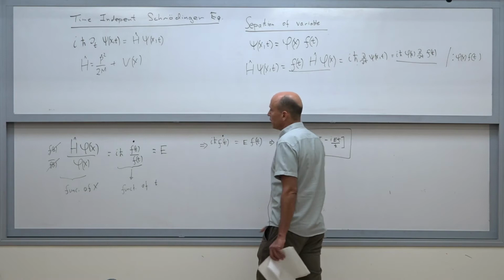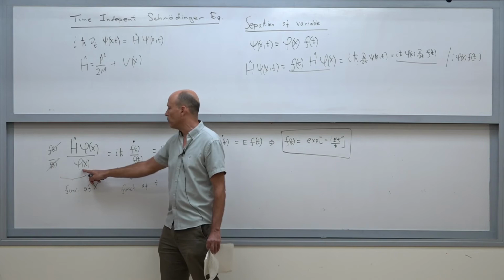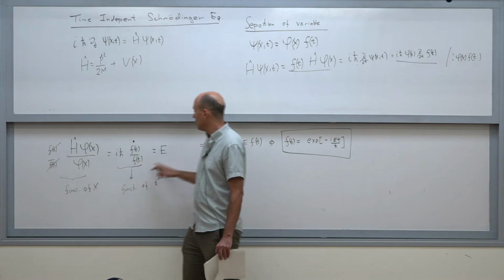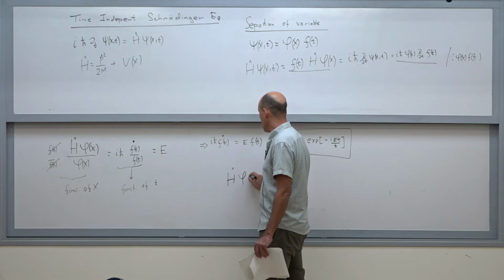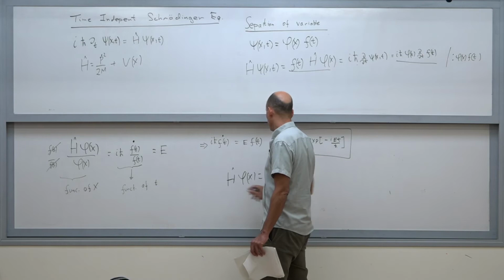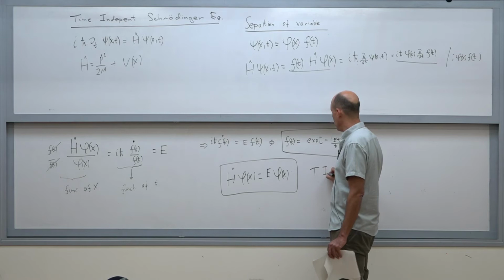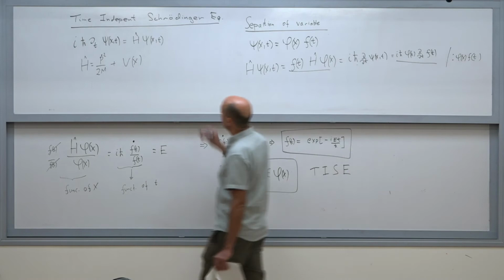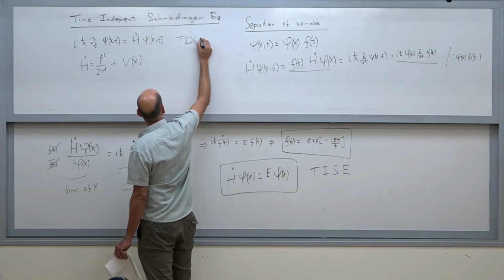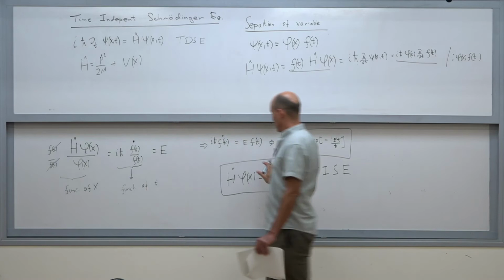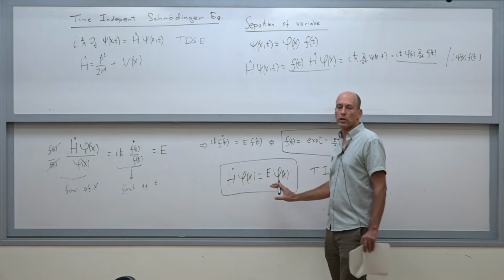On the other hand, I have also an equation which actually gives me what E is, because I have here H phi of x over phi of x equals E. So what I do is I simply multiply this equation by phi of x, and then I get H phi of x equals E phi of x. This is the time independent Schrödinger equation. This guy up here is the time dependent Schrödinger equation. This equation we are going to work on very much; actually, most of the course will be on this equation.